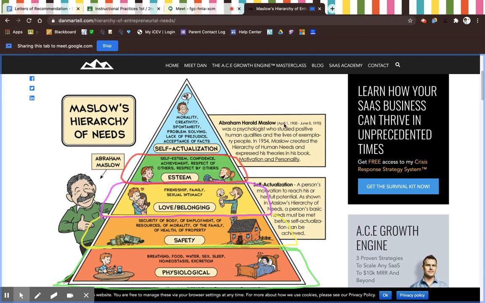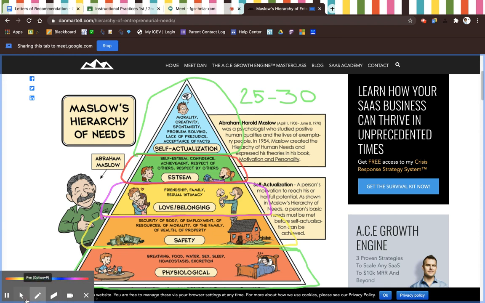self-actualization is the goal. Now I'm going to tell you a terrible secret. You are most likely not to reach self-actualization until you are around 25 to 30 years old. And I'm going to tell you why.